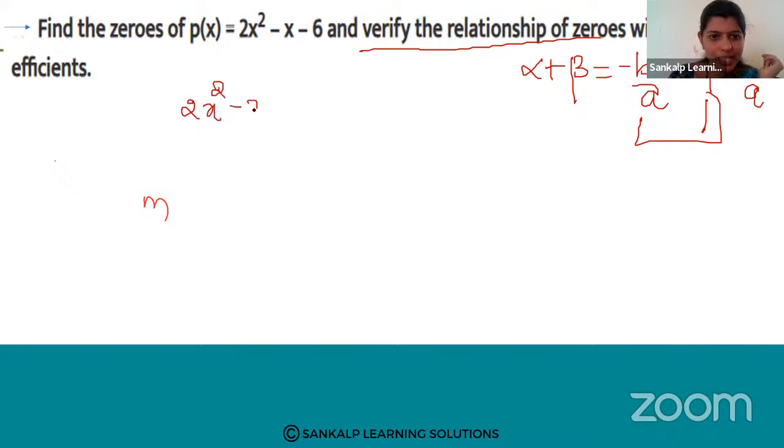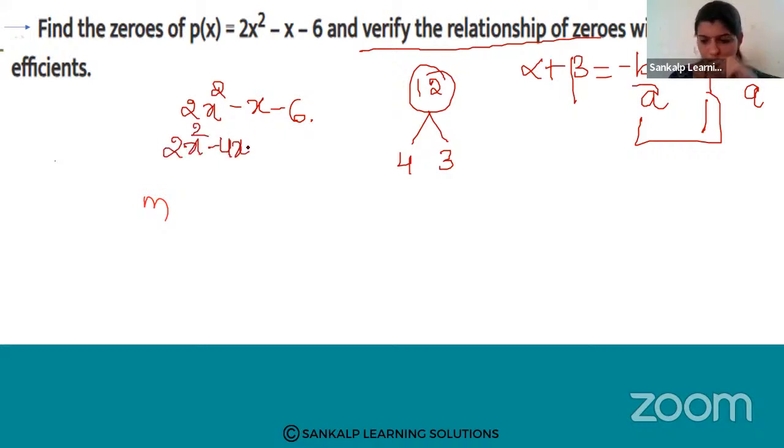2x square minus x minus 6. So do a into c, that is 6 2s are 12. Choose 2 factors such that you can get the product as 12 and the middle term minus 1. So 4 3s are 12. 2x square minus 4x plus 3x minus 6. So minus 4 plus 3, it is minus 1.